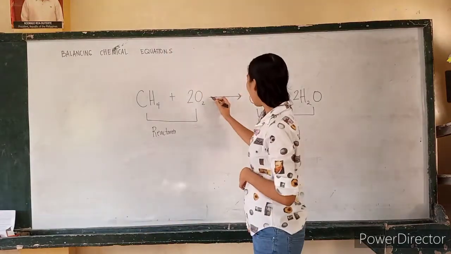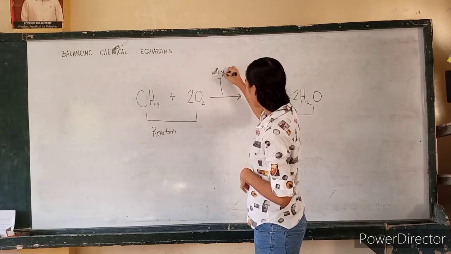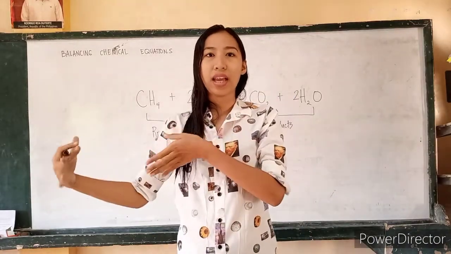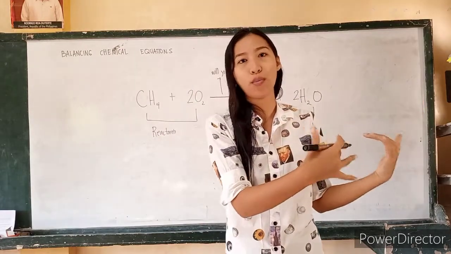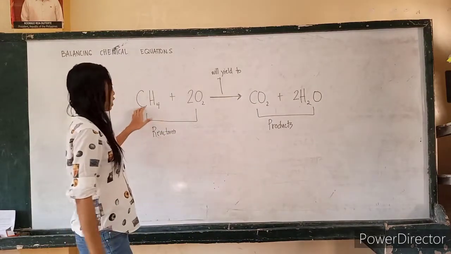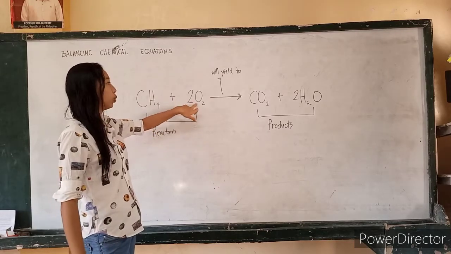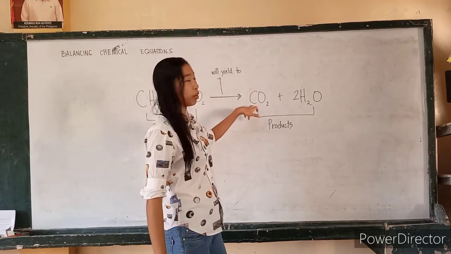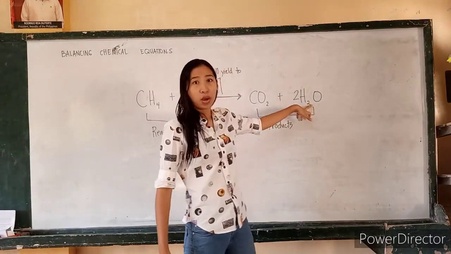Now, the arrow means "will yield to." So the reactants will end up as your products. In this case, your reactants are CH4 or methane. You also have O2, two molecules of O2 or oxygen molecule. And then your products will be carbon dioxide, one molecule of carbon dioxide, plus water, two molecules.